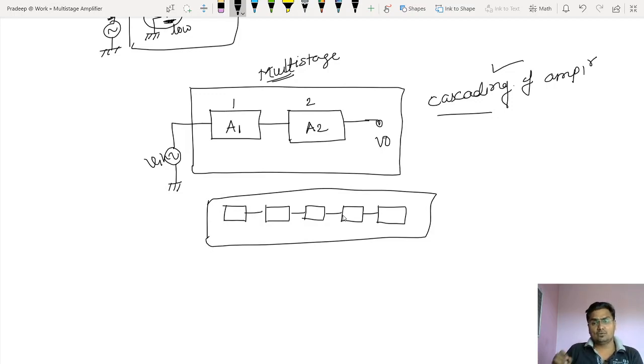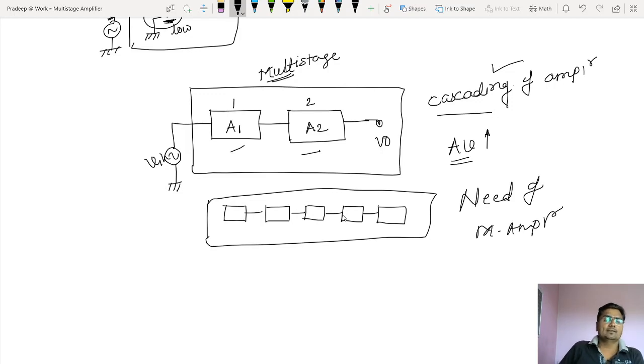Agreed. Now by connecting those amplifiers in series, I can increase the gain. So the final achievement is an increment in gain: voltage gain, current gain, or power gain, whatever. For the time being, I have considered an example of voltage gain. So this is the basic need of a multi-stage amplifier. So understood? This is the conclusion actually.